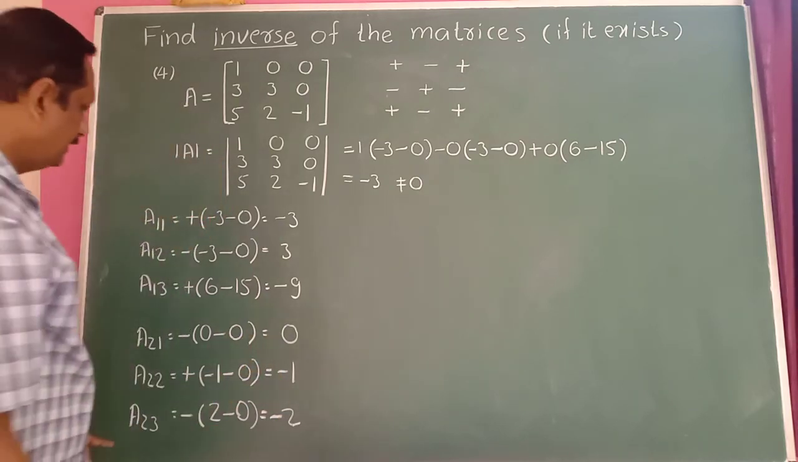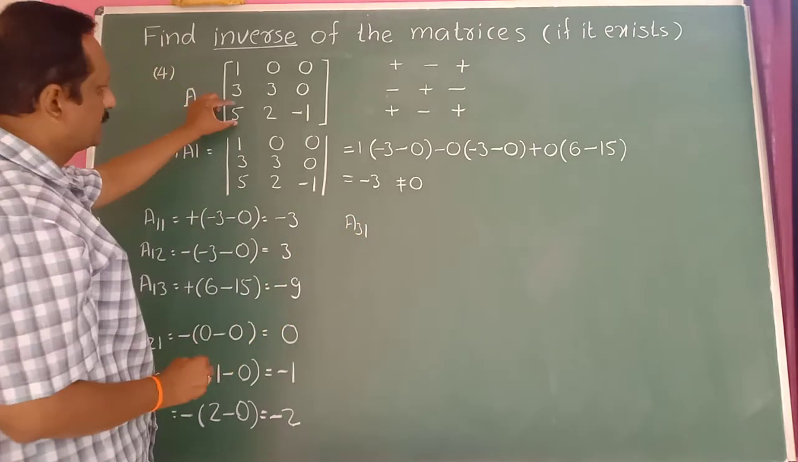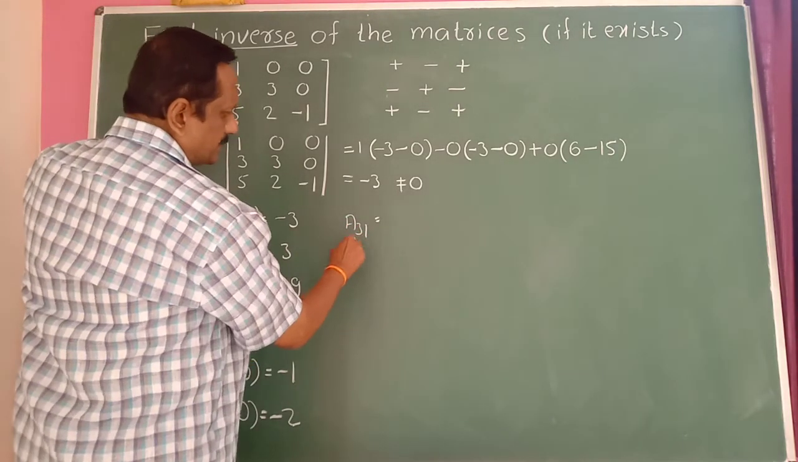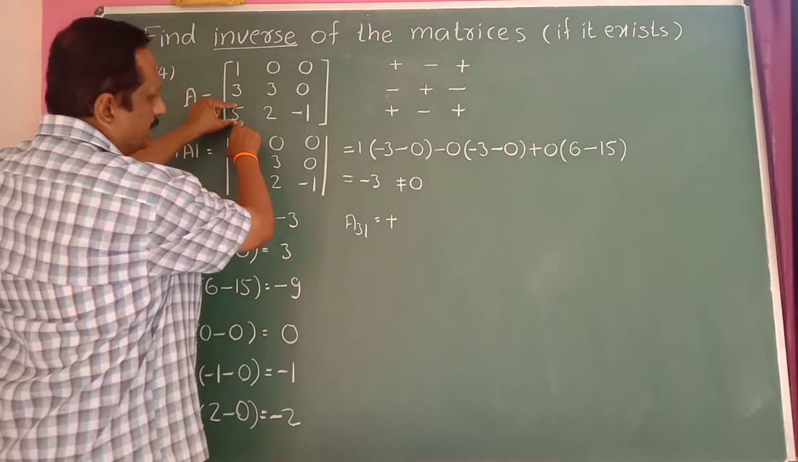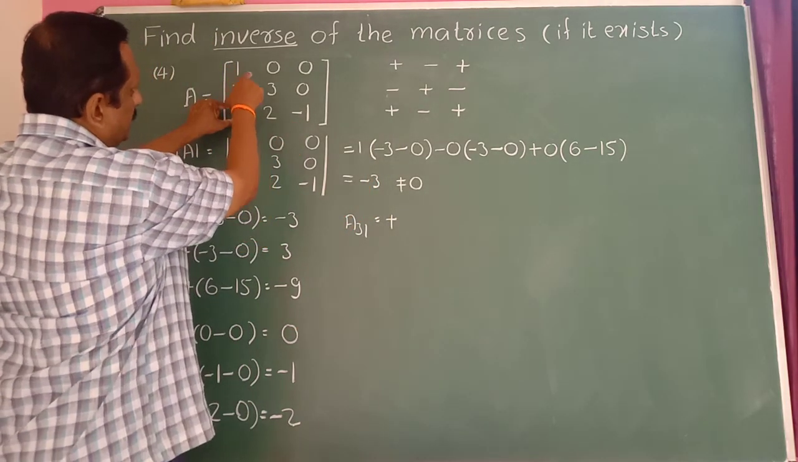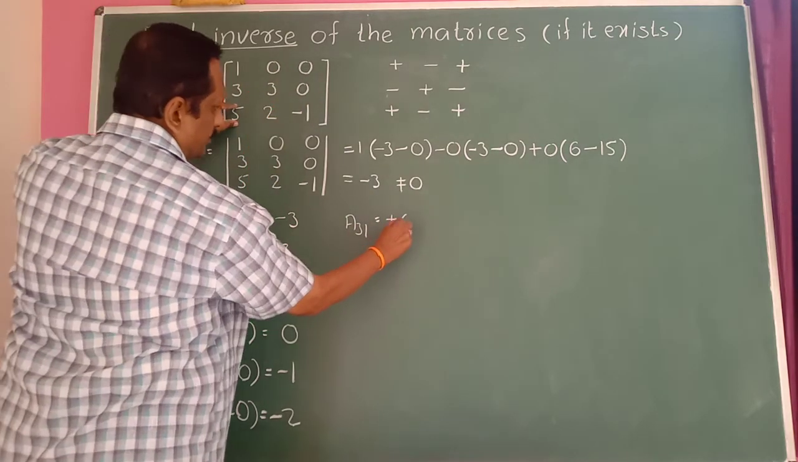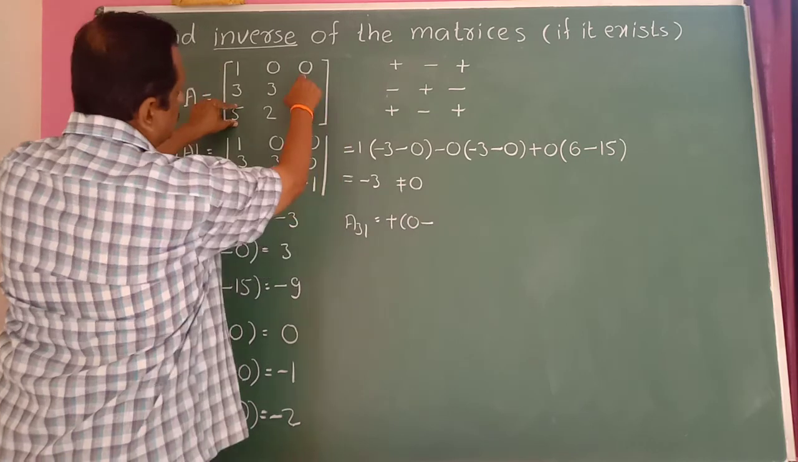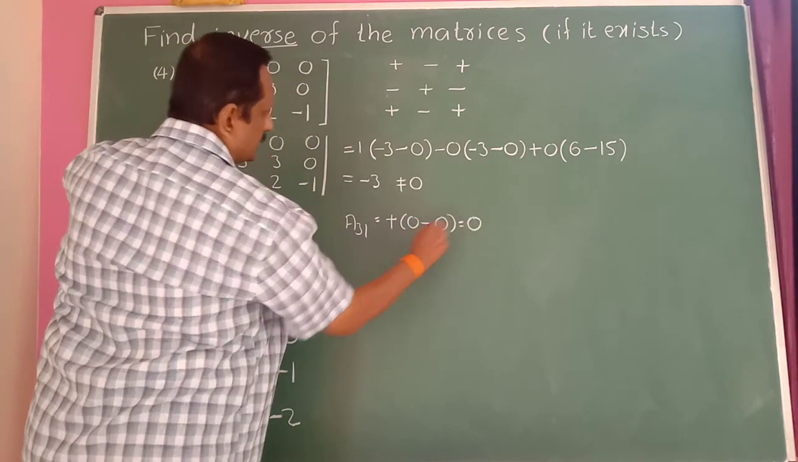Then A31 here. A31 is the cofactor of this element. So 3 plus 1, 4, an even number, take care plus sign. This plus sign here. Deleting the third row and the first column here. These are the remaining elements. 0 into 0 becomes 0. Minus 0 into 3 becomes 0 here. So therefore this is equal to 0.